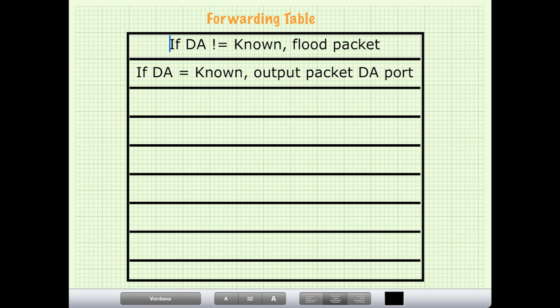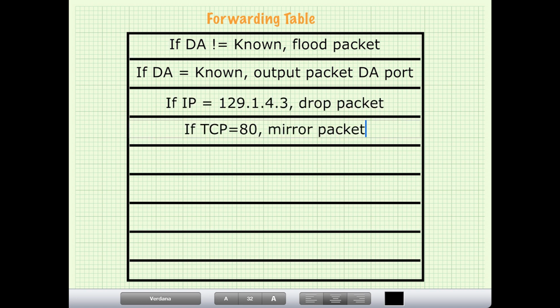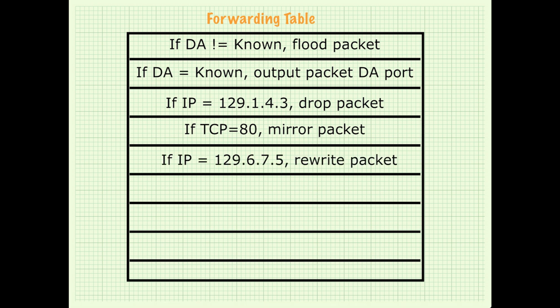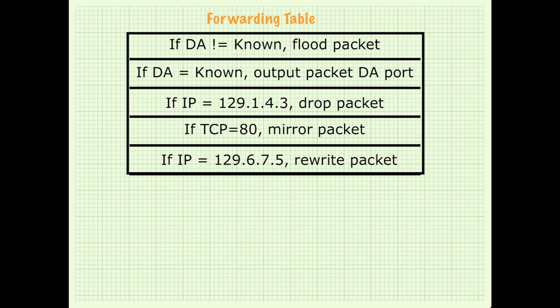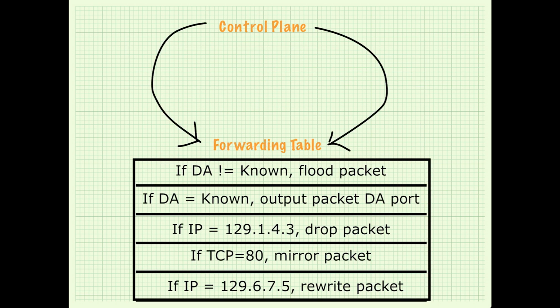For a layer 3 capable Ethernet switch, you might see rules that say if the IP address is a certain value, then drop the packet. Or perhaps if the TCP port is a certain value, mirror the packet to another port. Maybe it even says if the IP address is a certain value, rewrite the packet. For example, in the case of a network address translation gateway. Again, the control plane in a regular Ethernet switch maintains this forwarding table, and the forwarding table defines the behavior of the high-speed data plane.